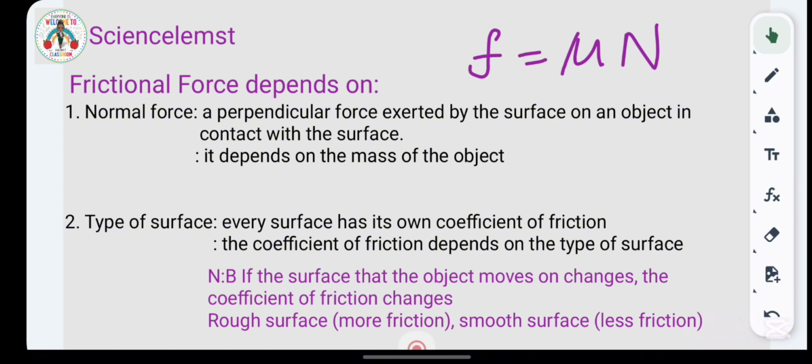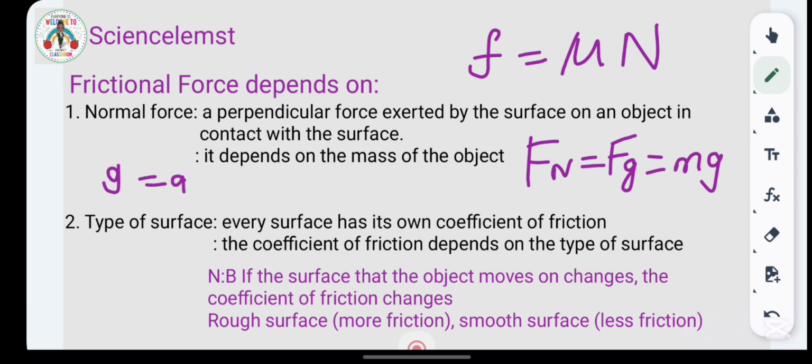it means the normal force is also going to increase. So now, considering that the force that is being applied on the object acts on the horizontal, the normal force can now be calculated as Fn = Fg = mg. Remember, g is always 9.8 meters per second squared. Let's look at an example.